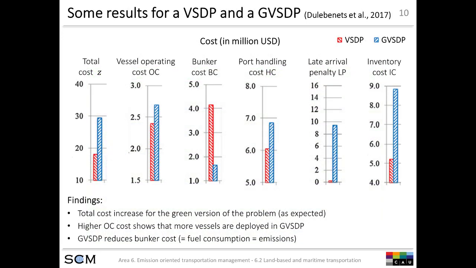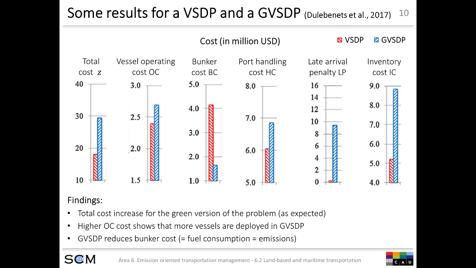Slide 10 shows us some results for both these solutions. The vessel schedule design problem that does not care about the environment gives us some results that are expressed here by the red bars. The green vessel schedule design problem, where emissions are bounded in the planning, leads to a solution that is expressed by the blue bars. We see that total cost increase for the green version of the problem.